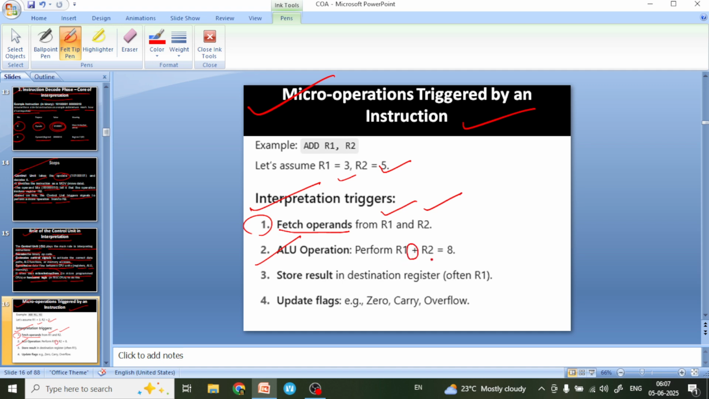It performs R1 plus R2, that is equal to 8. After that it stores the result in a destination register, that is known as R1, because the first written is R1 and the second is R2. R2 is a source and R1 is a destination register. After that it updates the flags: zero, carry, overflow. If after adding the numbers there is a carry, then it will show carry. If any value overflows, then it will show overflow, and if there is no carry or overflow, that means it will be 0.